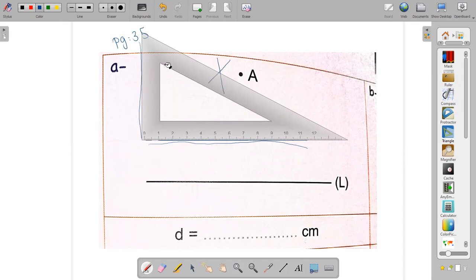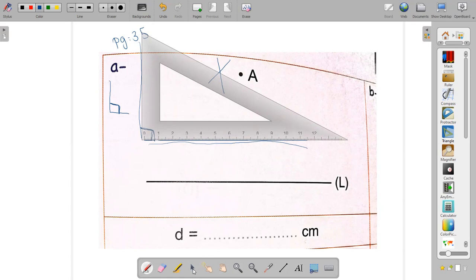So in order to draw a perpendicular line, we hold the set square like L. Why do we have to use just these two lines? Because they form a letter like L, and they form a right angle. This is the right angle. It's like a square. So I will hold it like L.